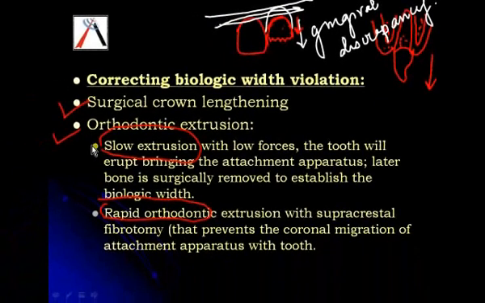Second method is rapid orthodontic extrusion. In rapid orthodontic extrusion, what we do is we try to pull out the tooth rapidly so that it does not bring its attachment apparatus with it. Secondly, we can also go in with supracrestal fibrotomy to prevent the eruption of attachment apparatus with it. So we have rapid orthodontic extrusion with supracrestal fibrotomy. So what happens is gingiva doesn't move, only the tooth moves. Thus the gingival discrepancy is not a result.